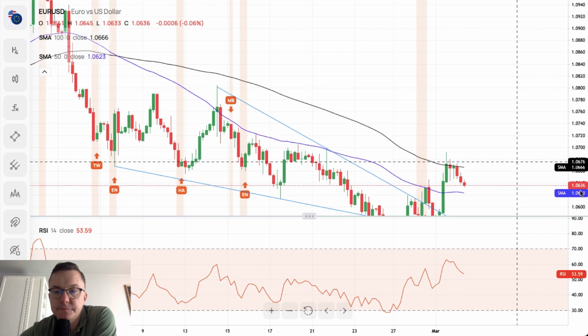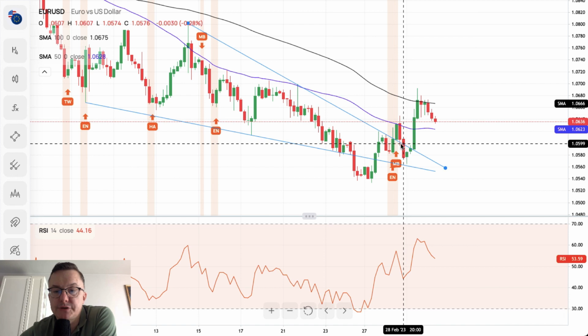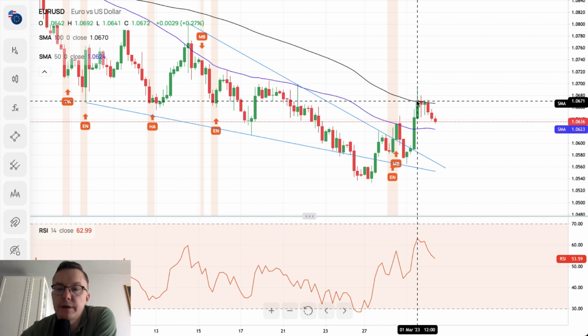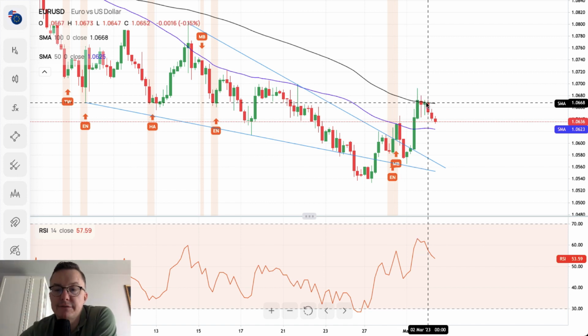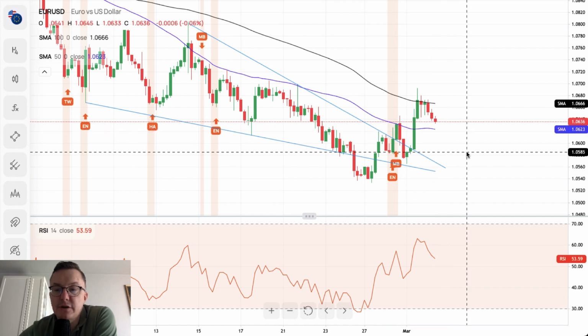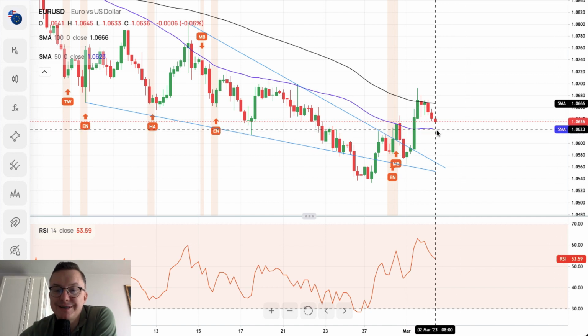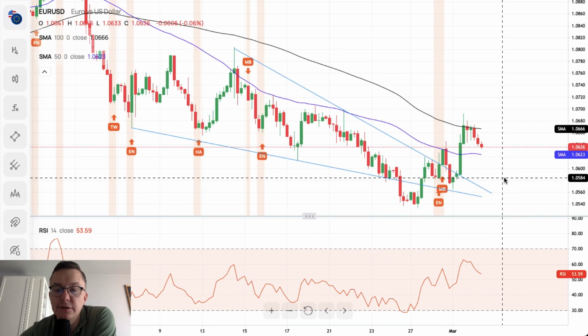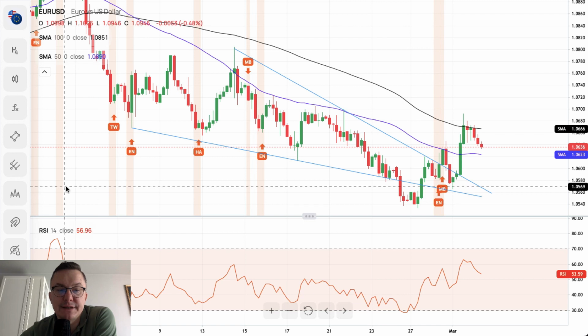Then there was a bounce again above the 50 periods moving average, testing 100 periods moving average, consolidating around this zone, and now going lower. Price is going lower towards 1.0623. This is where the 50 periods moving average is, in order to test it. And it looks like this market movement is finished.